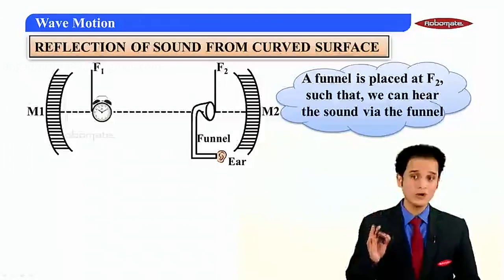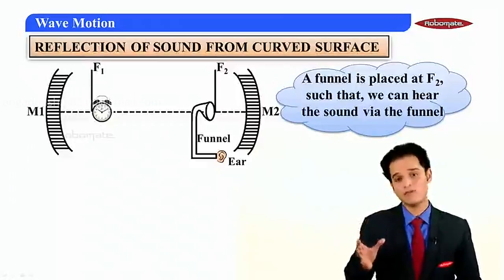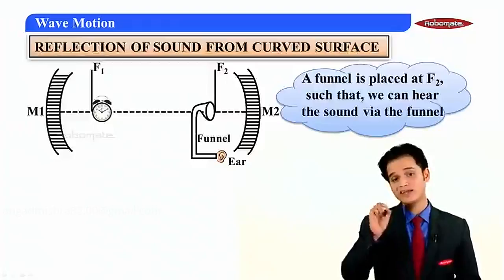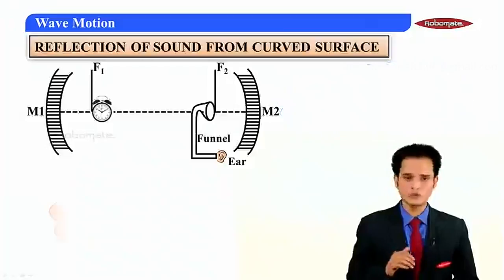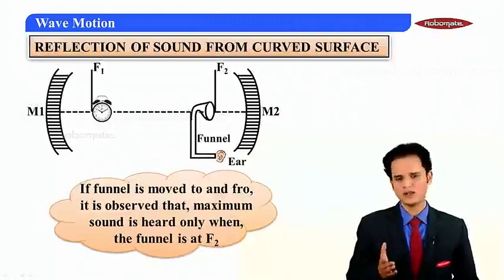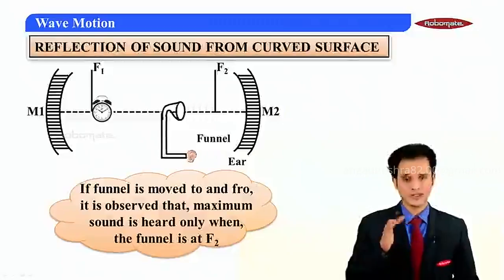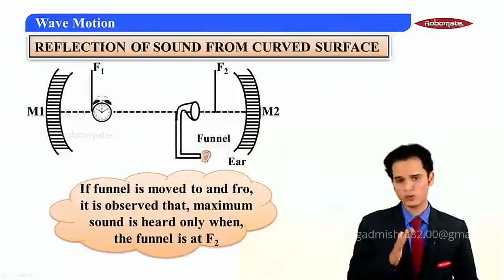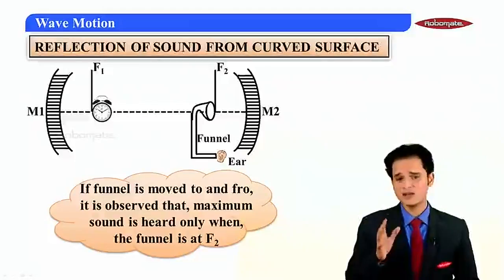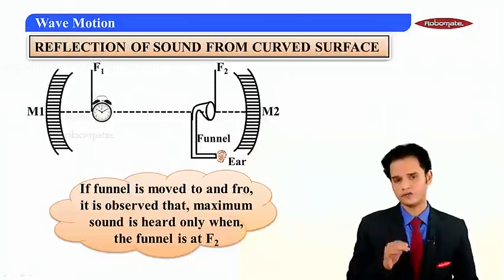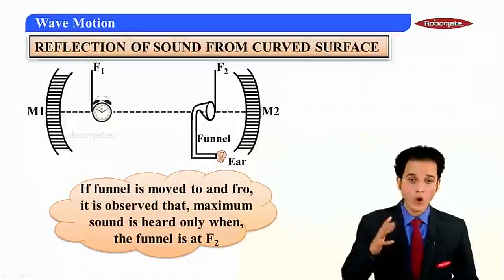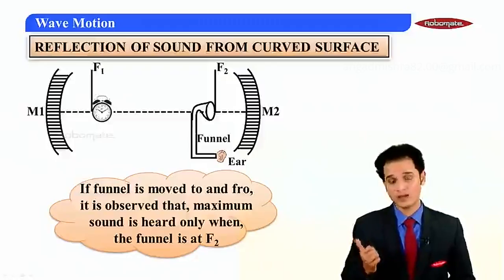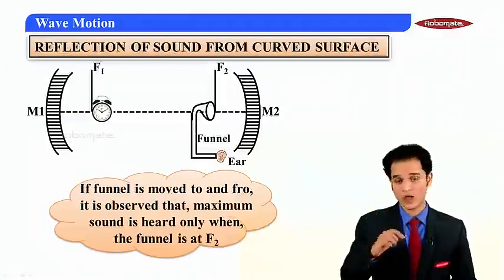This sound is going to get reflected from the mirror M1, then come to M2 and then get focused on the focus point F2, and then we'll hear the sound. But students, what happens is, if the funnel is moved to and fro, as you can observe, the maximum sound is heard only when the funnel is at F2. Now students, this should have some reason. How come all the waves that are reflected from M1 and are again reflected from M2 and focused on point F2 are heard maximum only at F2?